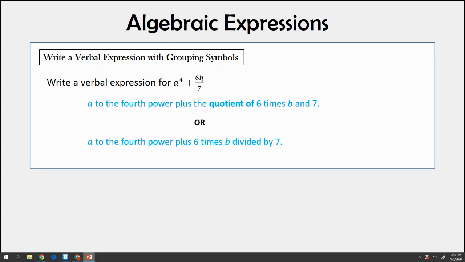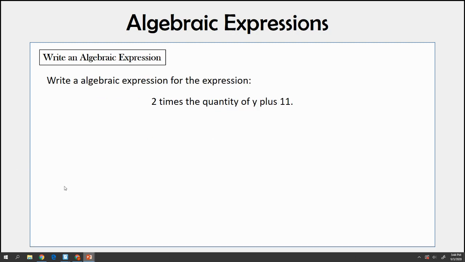We could have just said a to the fourth power. You could just say a to the fourth. Usually that's good enough. A to the fourth power plus 6 times b divided by 7. That does the same thing, guys. 6 times b divided by 7. But when we say the quotient of, that's a key term for grouping. We could say the sum of, the difference of, and that's telling you that those two things should be grouped together. We're going to see some more as we go.